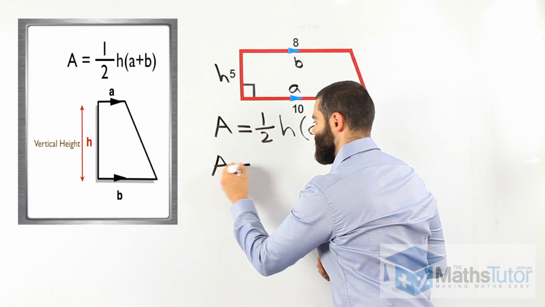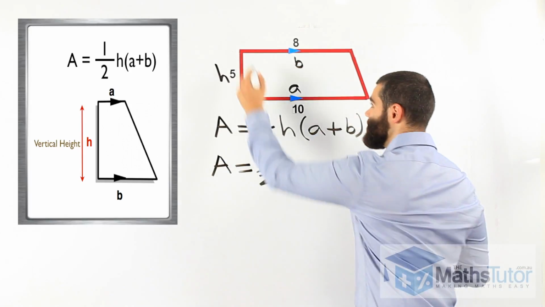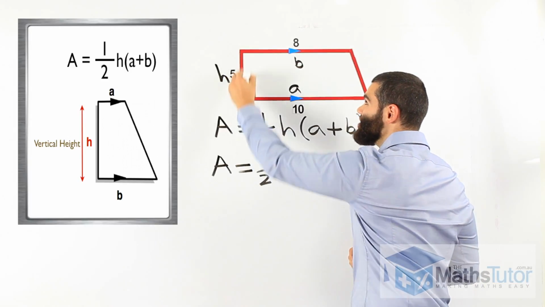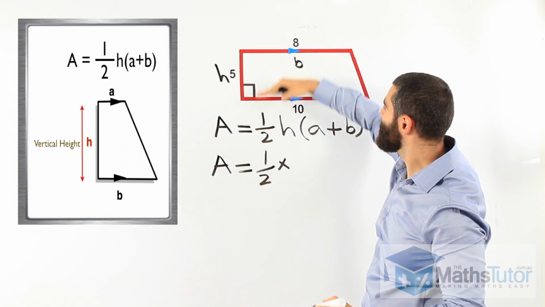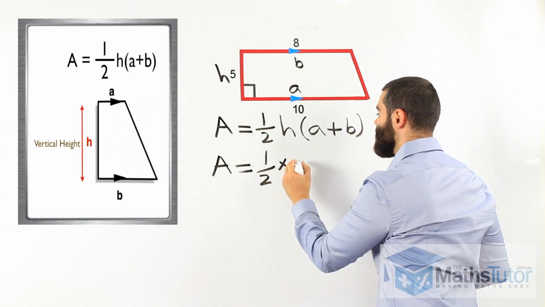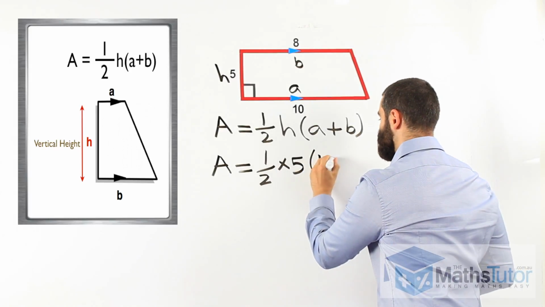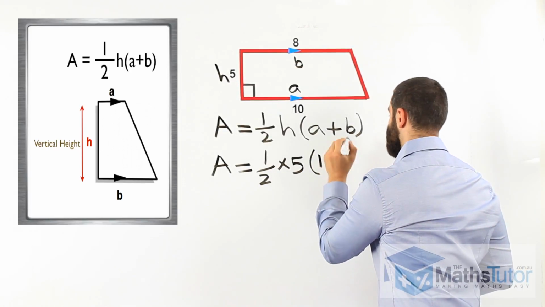Area equals half times the height. The height is 5. It's the distance between the two parallel lines. h is 5. a plus b. a is 10 and b is 8.